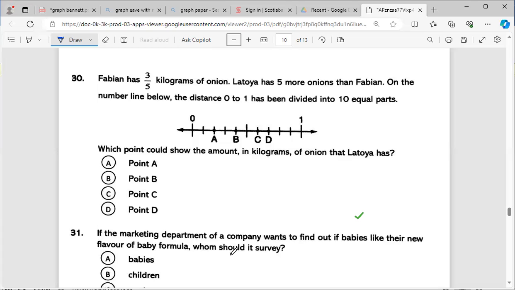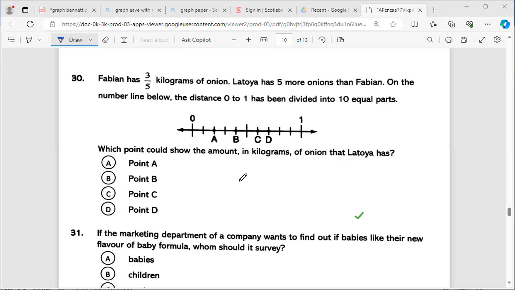Sorry about that. So first things first, we have to add the 5 to the 3, and then we will get 8. So we know that Latoya has 8 onions. And then next we have to convert the 3/5. So we have to find an equivalent fraction for the 3/5, which would equal 6/10.